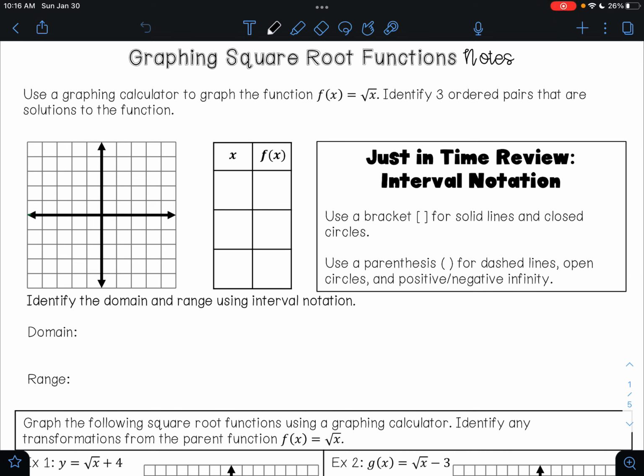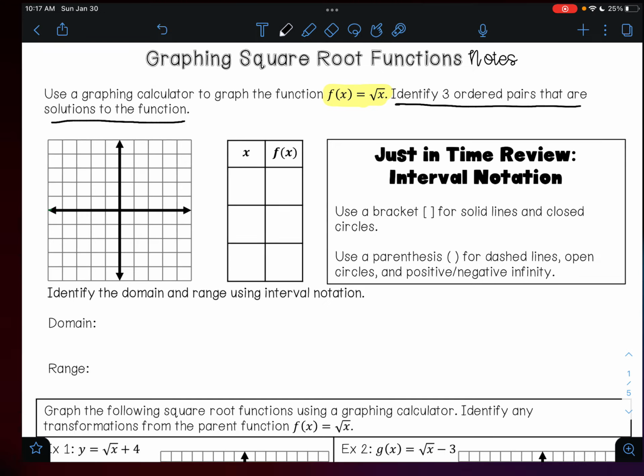Today we are going to talk about graphing square root functions. So it says, using a graphing calculator, I'm going to use Desmos, graph the function f of x equals the square root of x. Identify three ordered pairs that are solutions of the function. So f of x equals the square root of x is a parent function that we're going to be talking about today. When it says identify three ordered pairs that are solutions of the function, that just means identify three ordered pairs that fall on that graph.